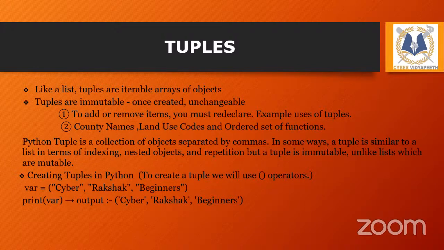Tuples are immutable. This is their specialty. In lists, you were able to add things, remove things. That is not the case here with tuples. Tuples cannot be changed. They're unchangeable. To add or remove items, you must redeclare. What it means is that if you want to make changes to the tuple, it needs to be destroyed and then recreated. This is an advantage as well as a disadvantage of tuples.